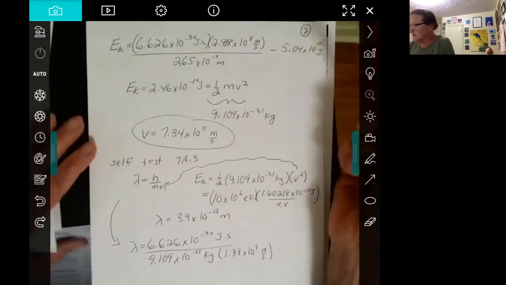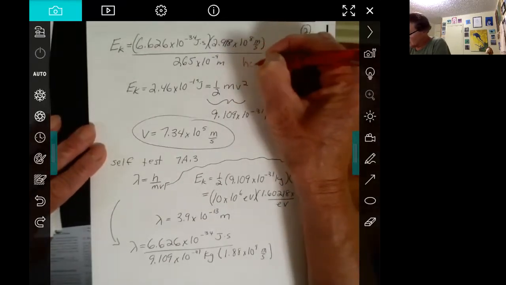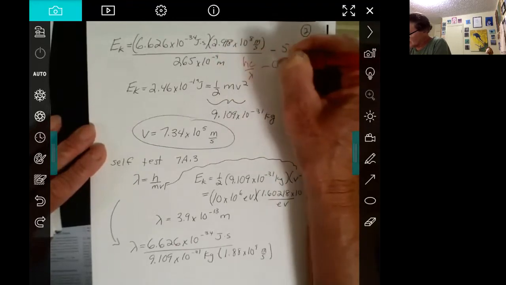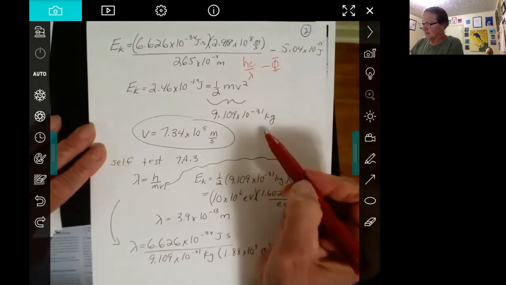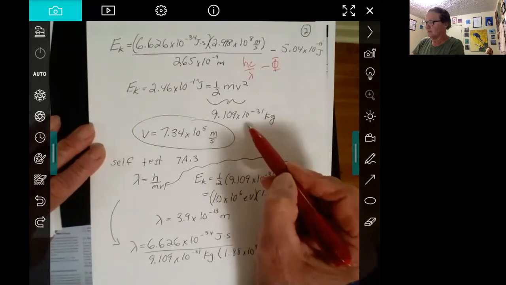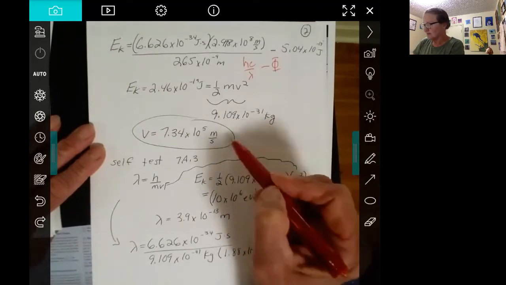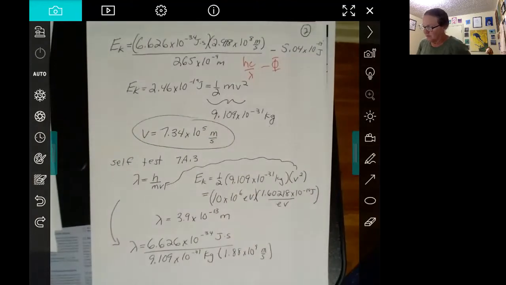And so same exact calculation, but now I'm taking hc over lambda minus the work function to get the kinetic energy. Once I have the kinetic energy, I know the mass of an electron is 9.109 times 10 to the minus 31 kilograms. And I plug that in to get a velocity of 7.34 times 10 to the 5th meters per second.